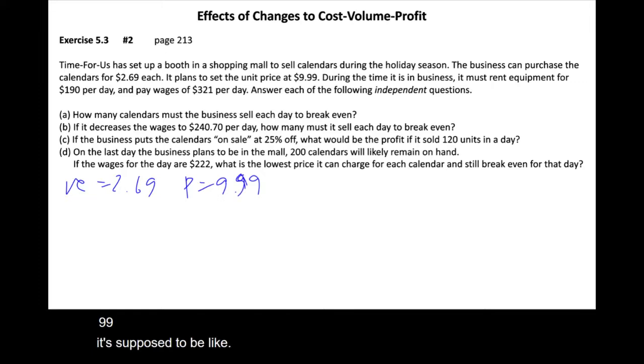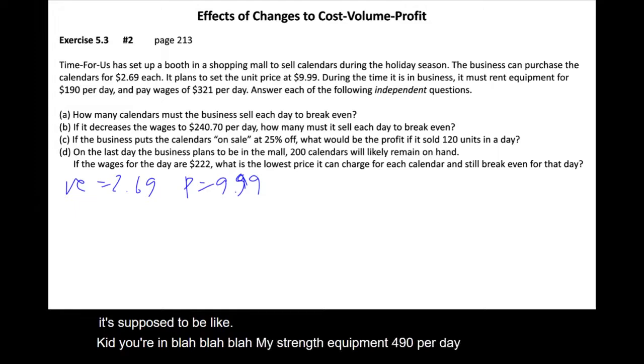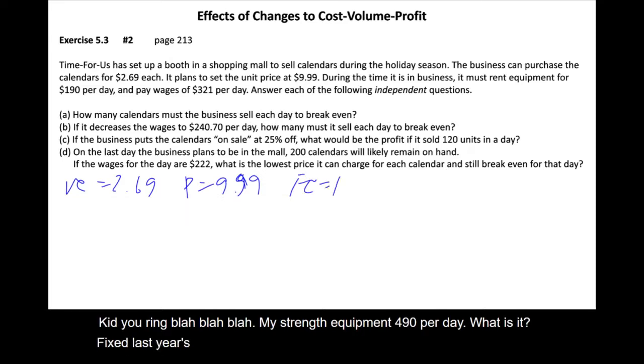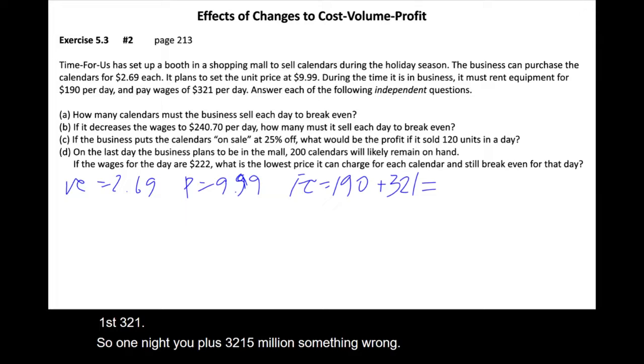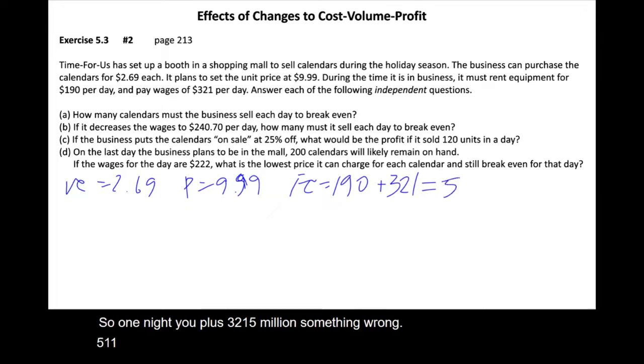Okay, must rent equipment for 190 per day. What is it? Fixed cost, yes. Fixed cost is 190. And pay wages of 321 per day. What is it? Fixed cost, yes. Plus 321. So 190 plus 321, 511.